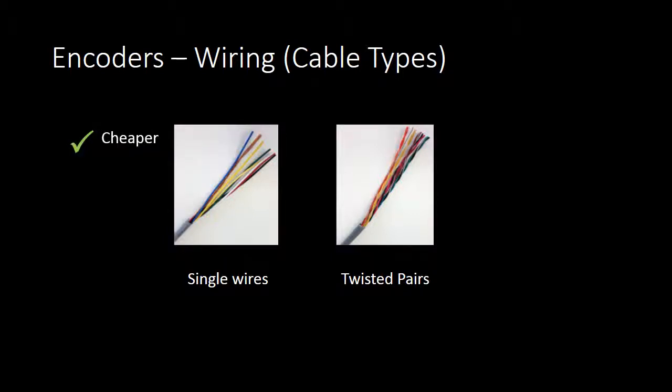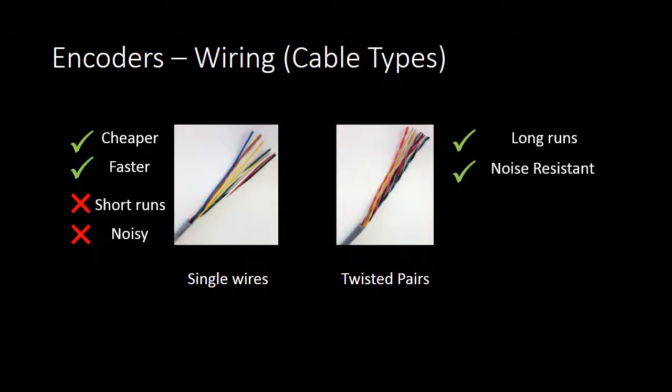Single-ended wiring is cheaper and quicker to install, but not very robust for long runs or in a noisy environment. Twisted pair connections can have cable runs up to 100 meters long and will cancel out any electrical noise, but the downside is they cost more and are double the number of wires per channel.